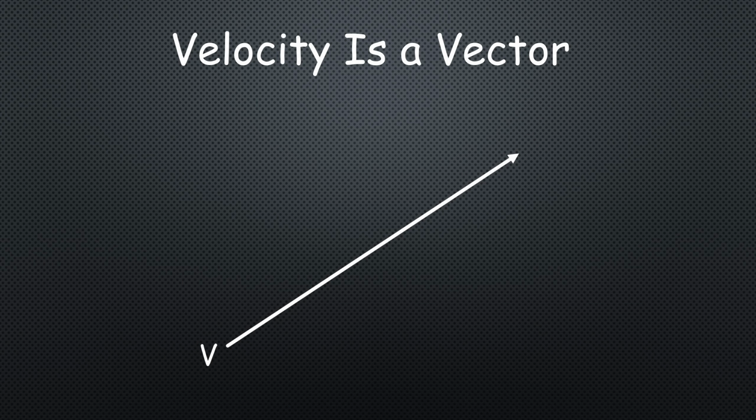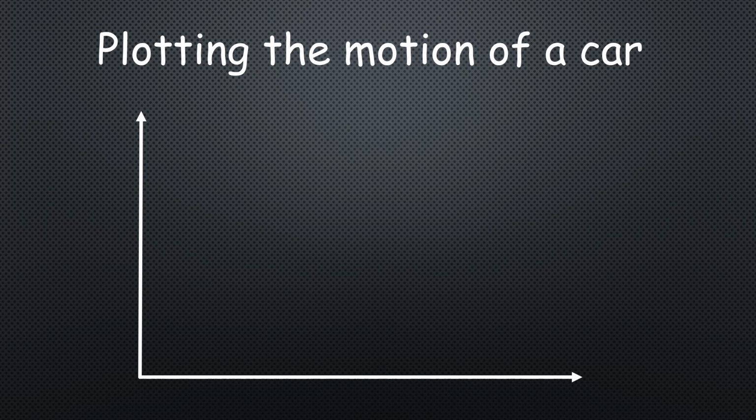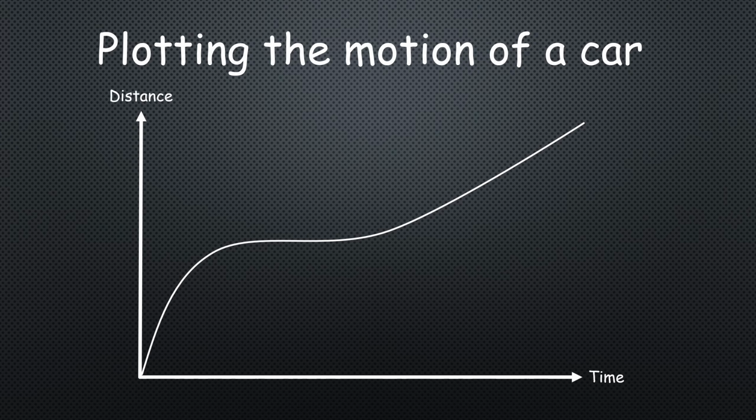Velocity, on the other hand, is a vector. It has both magnitude, which is the speed, and direction. In our physics system, each particle moves along the direction defined by its velocity vector. We can visualize a car's motion by plotting a graph where the x-axis represents time and the y-axis represents distance traveled. Sometimes the graph rises steeply, indicating rapid movement, and sometimes it flattens out, meaning the car has stopped and the distance isn't changing.